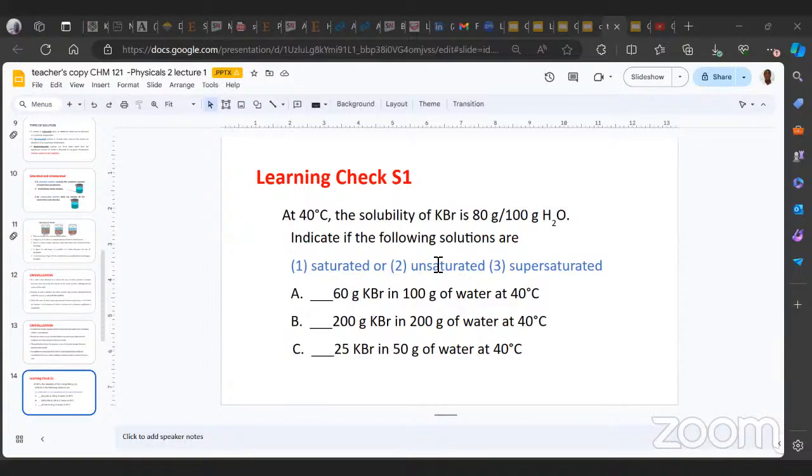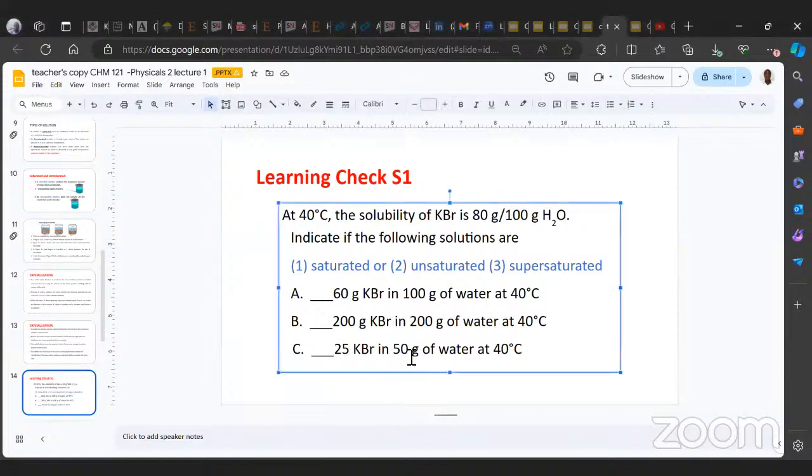Listen to me. Sorry, I'm talking of C. Sorry, I've moved to C, but I'm mentioning B. Look at C: 25 grams in 50 grams will be unsaturated. Sorry, I was referring to C. So C is unsaturated. B is supersaturated. A is unsaturated. Do you agree with me? Yes, ma'am. So we move to the next slide.